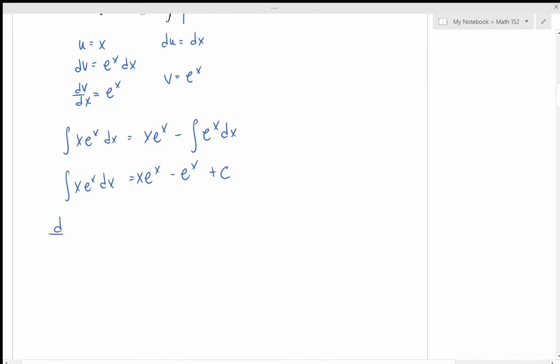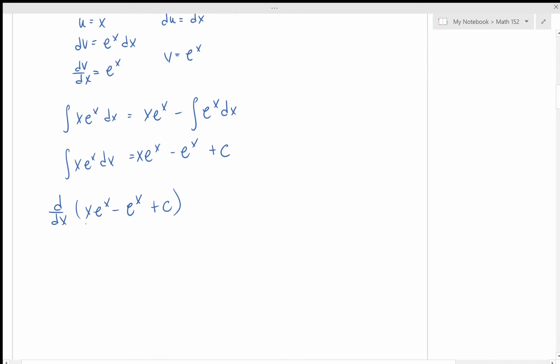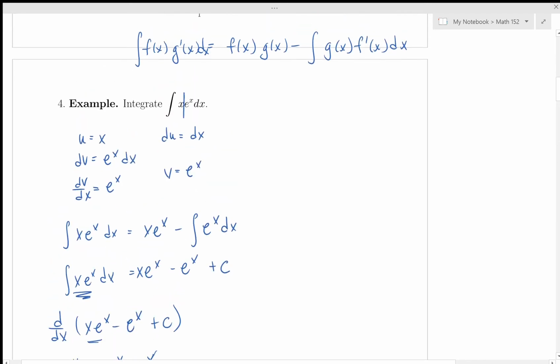So I'll take the derivative with respect to x of x e to the x minus e to the x plus c, and I'll see what happens. I'm going to use the product rule when I differentiate this, and I'm going to get e to the x plus x e to the x minus e to the x, and then the derivative of the constant is 0. These two things cancel out, and I get x e to the x. Okay, it worked. So that is integration by parts.